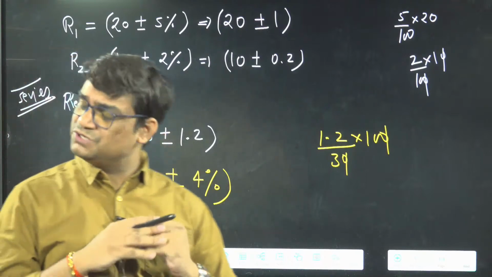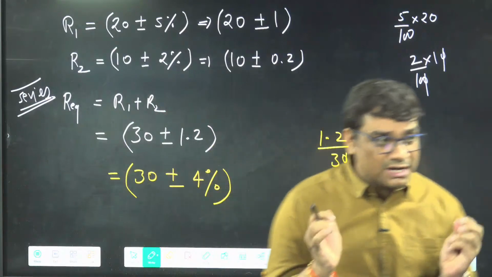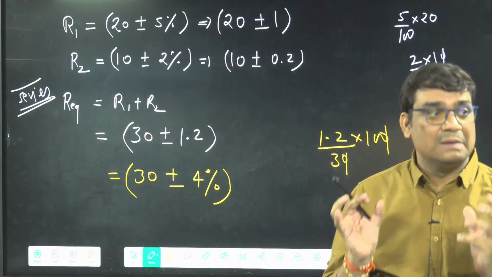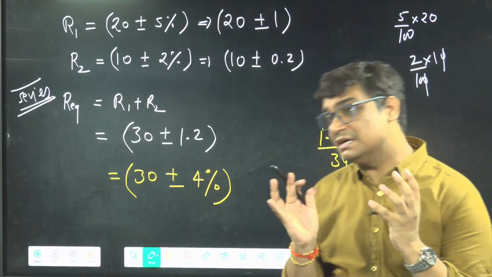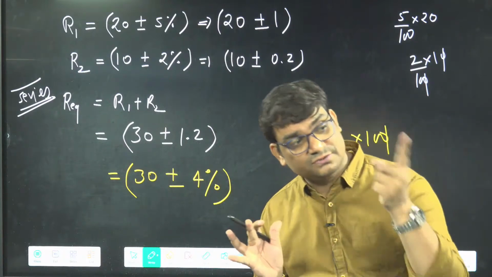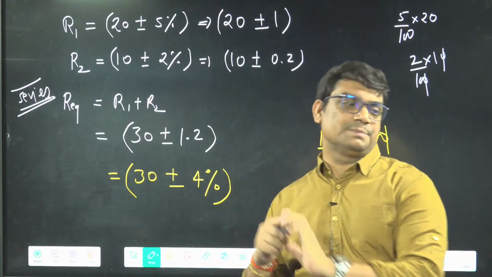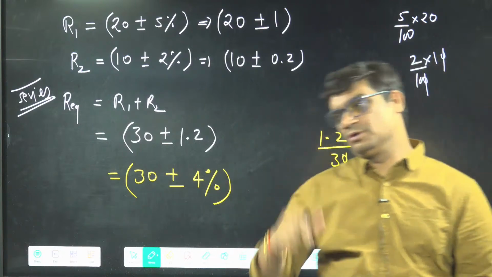If they have given absolute errors, there is no problem at all. But if percentage is given, then the percentage must first be converted to absolute, then only we will add. In addition and subtraction, you have to be careful about this thing.